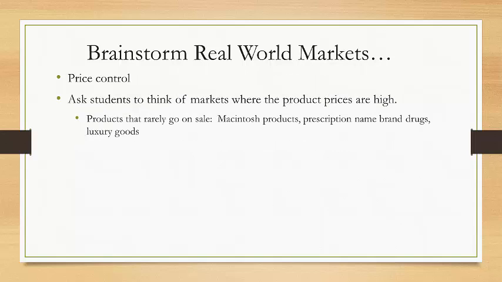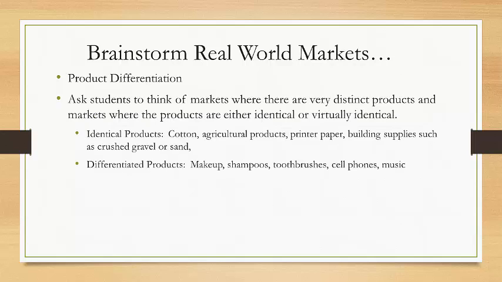Now discuss price control by asking them for examples of markets where prices tend to stay high. Product differentiation. Explain this is where producers try to make their product unique by changing features of it. They may use advertising to convince consumers. Ask students for examples of markets where the products are very similar and those where they are very distinct.